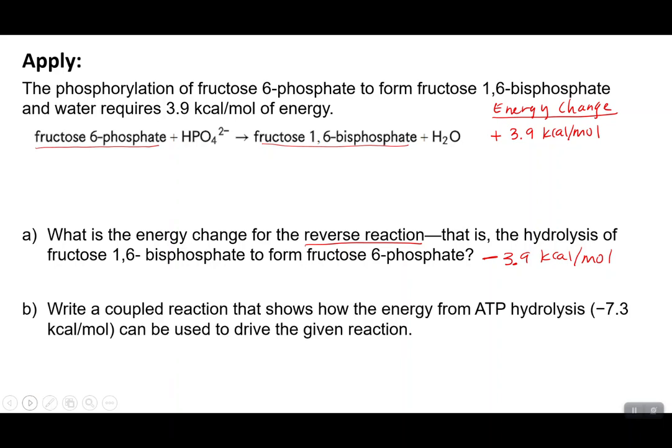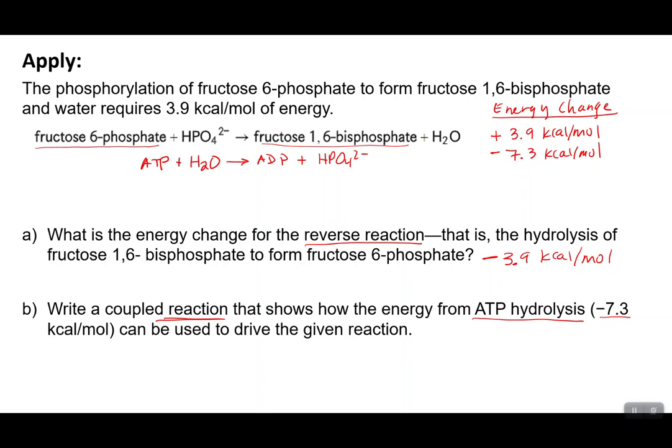The next question is write a coupled reaction. So we're going to write a chemical reaction that shows how the energy from ATP hydrolysis can be used to drive the given reaction. Okay, so they've given you how much energy is released when you hydrolyze ATP, but we need to write in the ATP hydrolysis reaction. So as we talked about, we said that ATP, when it is hydrolyzed, so it reacts with water, that forms ADP and inorganic phosphate, HPO4 2-. So this is the hydrolysis of ATP. This one has negative 7.3 kilocalories per mole.